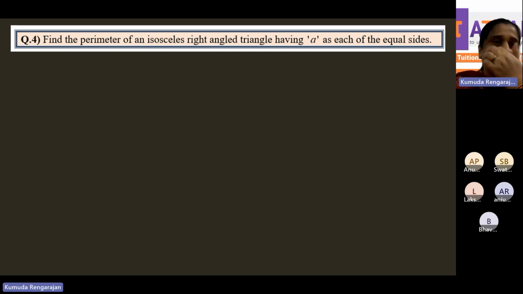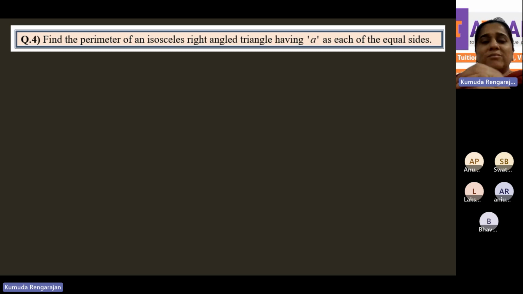Each side is A units, I have given. What do you need to find the perimeter? How do you find the perimeter? You should add all the three sides. How many sides are given to you? Two sides are A units. Yeah, how will you find the third side?